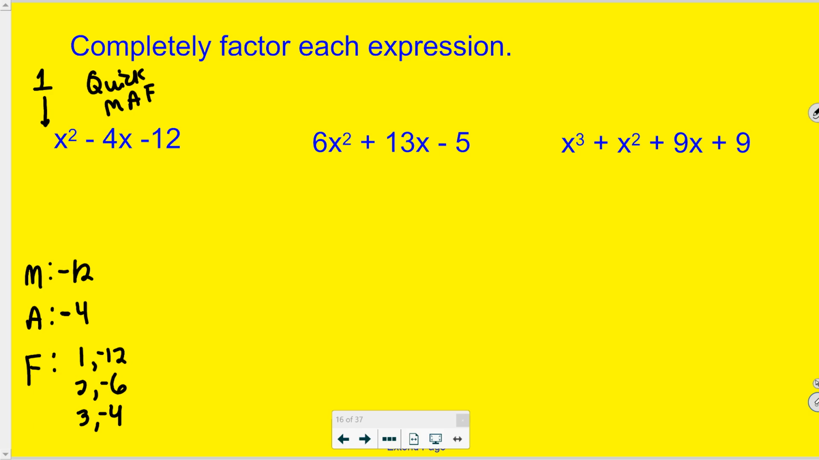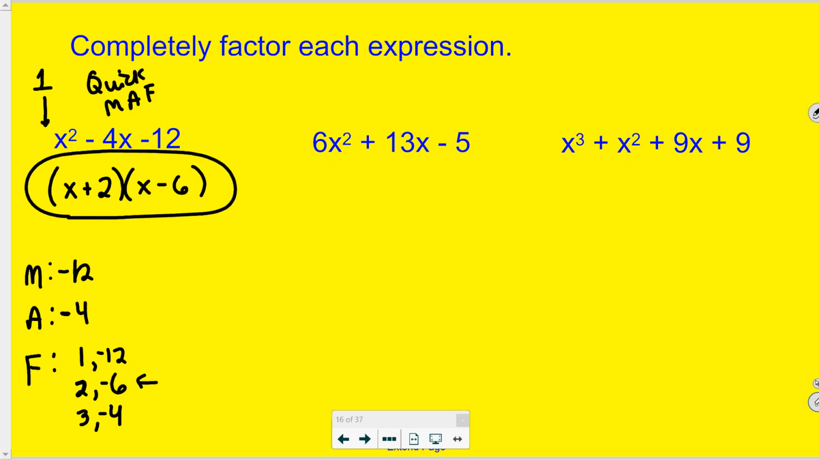So which one of those pairs will now add to negative 4? It's this one, the 2 and the negative 6. So our factorization, one of them gets an x with the minus 2, one of them gets an x with the positive 2, and one gets an x with a minus 6 in there.